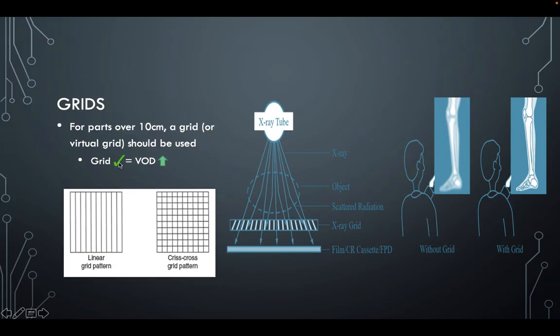If you add a grid and you adjust your technique appropriately using the specific grid ratios, your visibility of detail is going to increase. So if you use a grid, visibility of detail increases if you use the correct technique. If you do not, you are going to end up absorbing all of the x-ray that you would use to actually get a diagnostic image, and you would end up with something that looks really foggy, really bright. So make sure if you're using a grid, you adjust your technique accordingly.